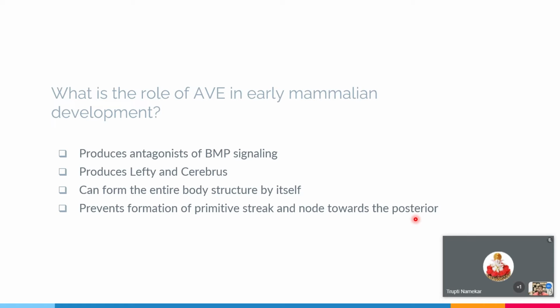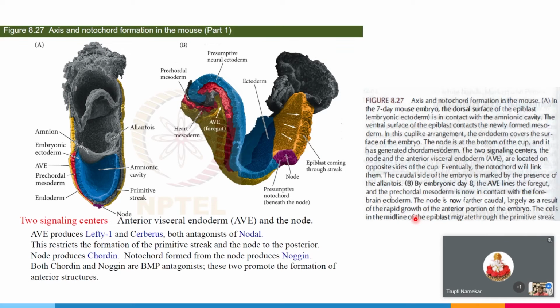Yeah. So let's just go into this slide again and try and answer this. This time around, we are looking at the anterior visceral endoderm in detail. And as we had already discussed, AVE produces Lefty and Cerberus, which are antagonists of Nodal, and it prevents the progression of the primitive streak towards the anterior as well as helps in the formation of anterior structure.